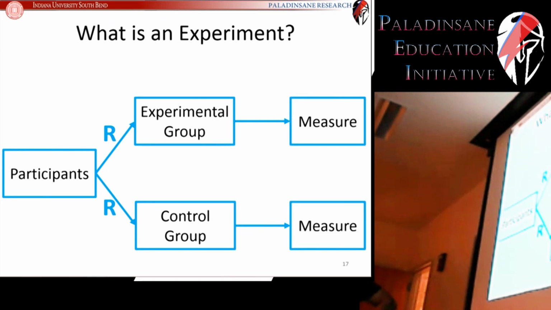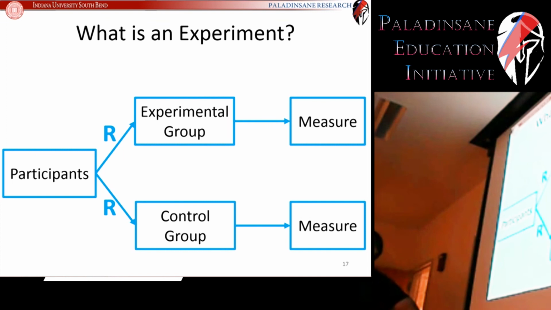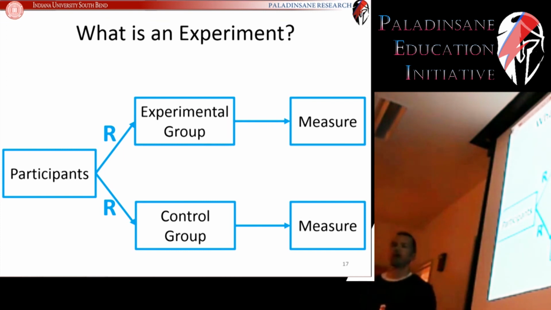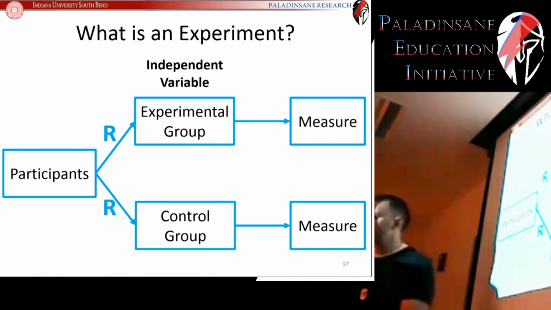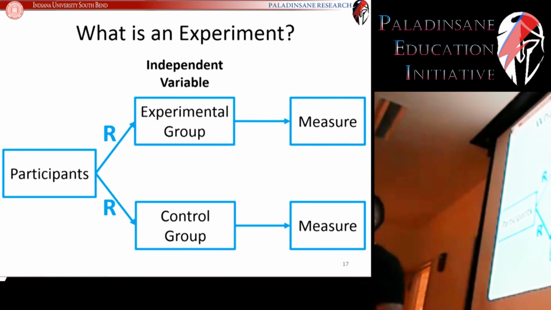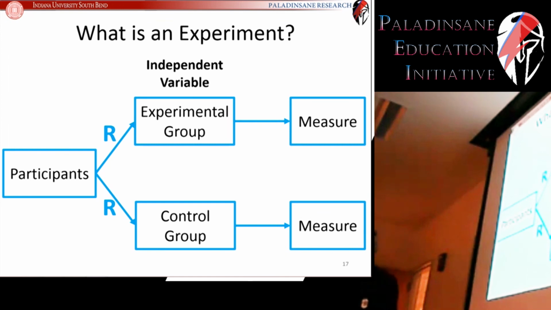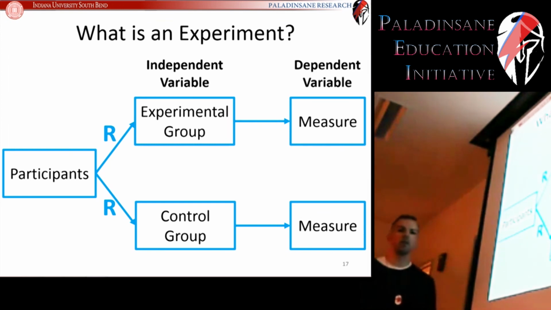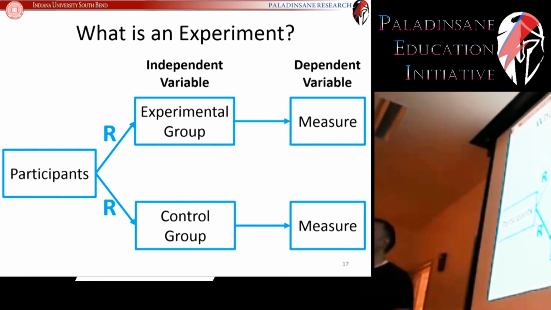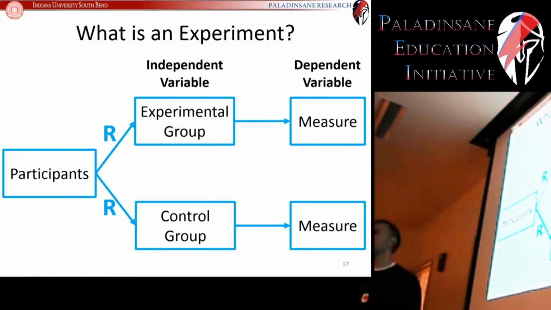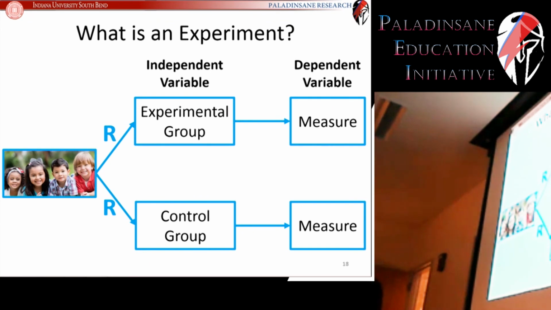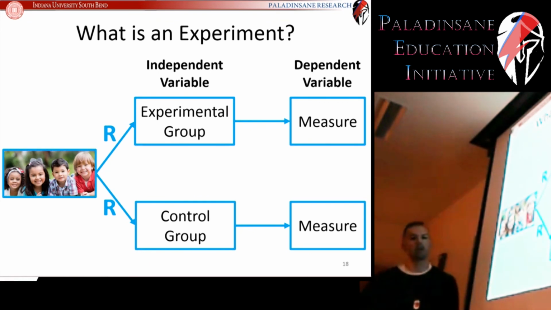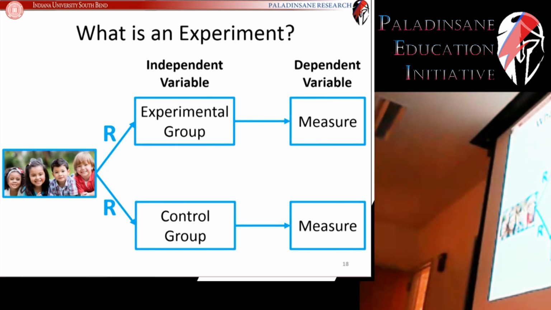And then what we would do is we would measure them on their dependent variable. We would measure them on the aggressive behavior. So that splitting up of them between the two groups, that is where you manipulate the independent variable, the cause. And then when you measure their behavior, that's where you measure the dependent variable, the outcome, the effect of the cause. All right, so in our example here, we have our young children showing up to our lab.